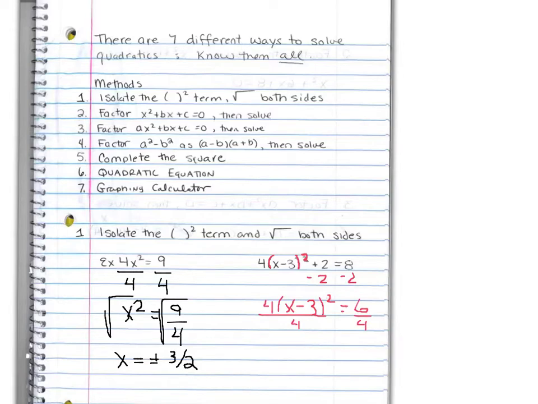Now I have the squared term isolated. X minus 3 squared is equal to 6/4. As soon as the squared term is isolated, you can square root both sides. The result is x minus 3 equals plus or minus the square root of 6 divided by 2. I add 3 to both sides, and the problem is finished.